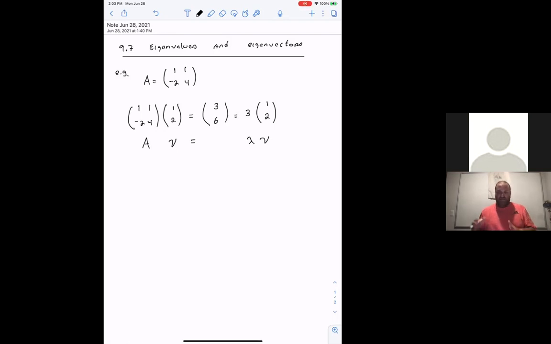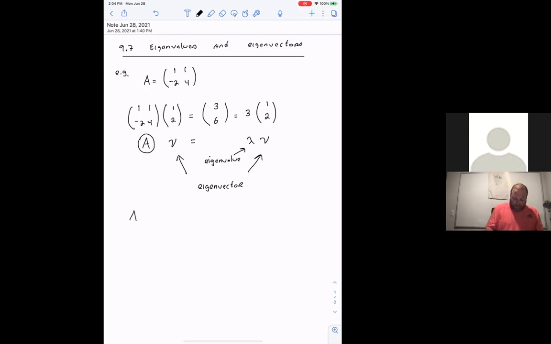This equation, AV equals lambda V, is the central equation of this chapter. Essentially, if all you're given is a matrix A, our goal is to find V and find lambda, such that A times V equals lambda times V. The V is called the eigenvector of the matrix, and lambda is called the eigenvalue, or an eigenvector and an eigenvalue, because as we're going to see, matrices can have more than one.